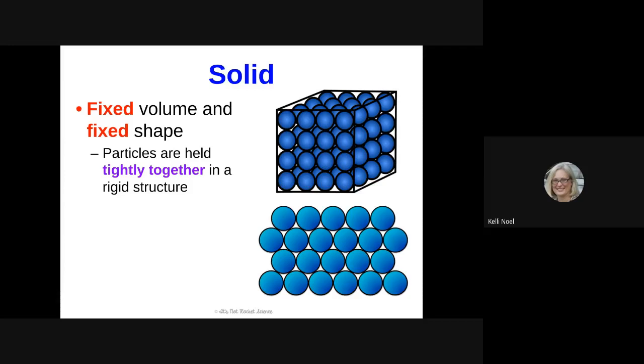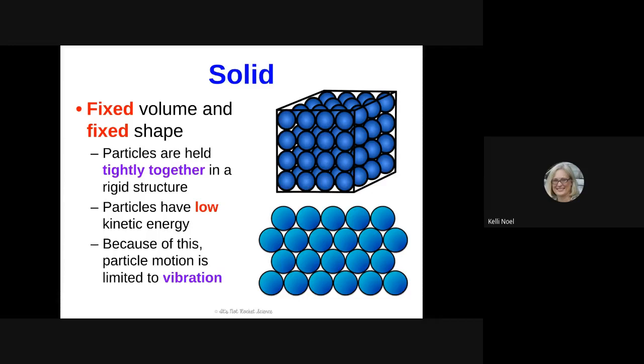So these particles in a solid are going to be held tightly together. So the structure is going to be what we call rigid. They're going to have very low kinetic energy. They're still going to move, they vibrate, but it's not a lot of movement, so it's going to be low kinetic energy. So anytime you see a diagram like either one of these, we're representing a solid. Is everybody with me there? That all the way down? So we can flip to the next page.